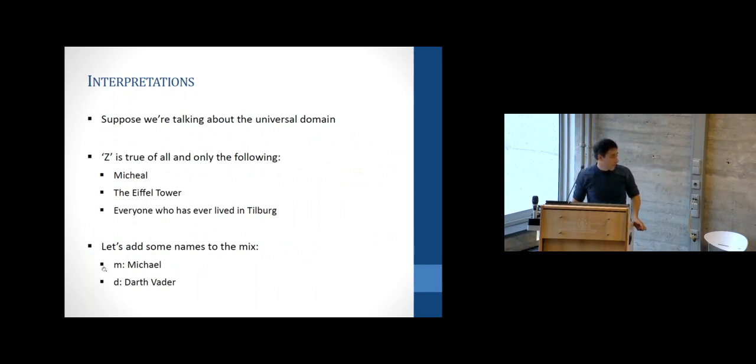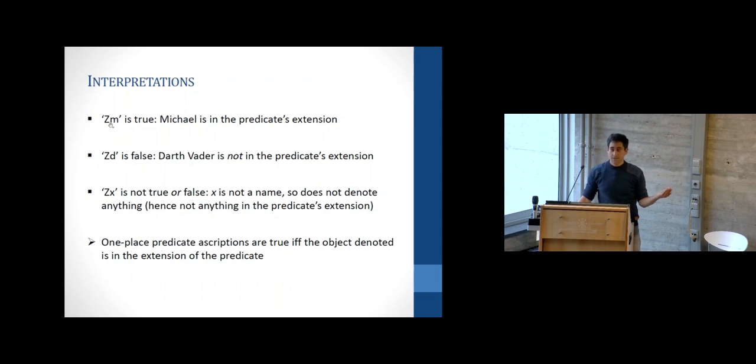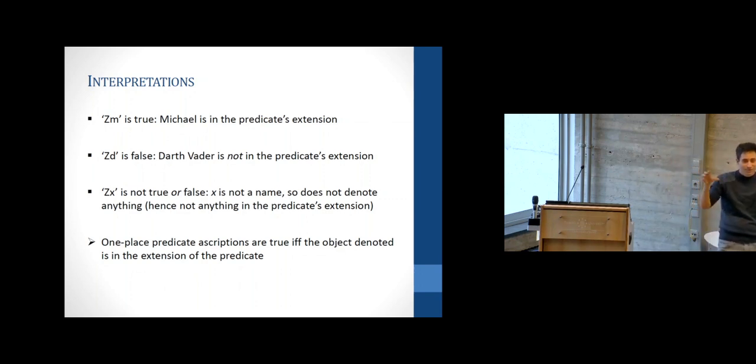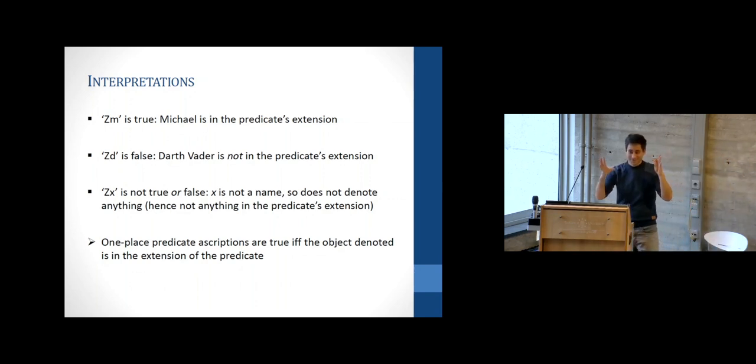Now let's say I have the names M for Michael and D for Darth Vader, and I can interpret sentences. ZM is true because I stipulated that Michael is in the extension of predicate Z. We don't have any English equivalent to Z. Try hard to think about what is common to me, to the Eiffel Tower, and to everyone who has ever lived in Tilburg, and nothing else. English won't give you a good adjective for that. ZD is false because I didn't stipulate that Darth Vader is part of the extension of Z.